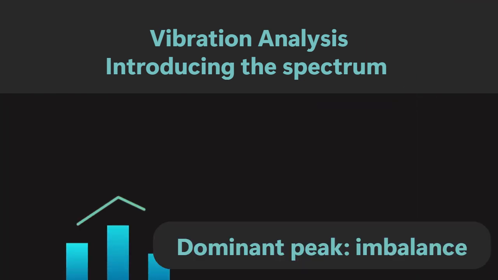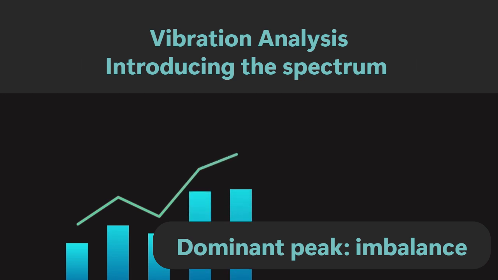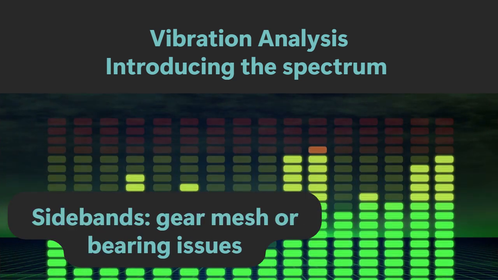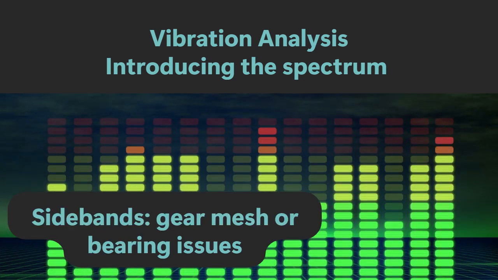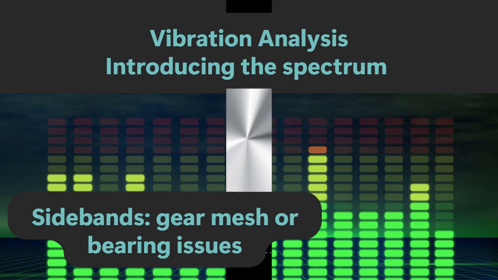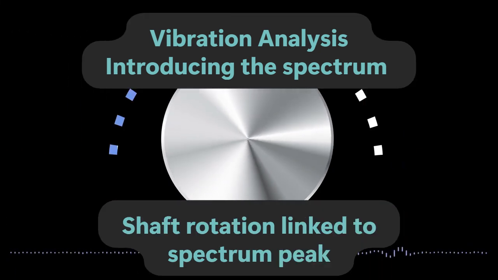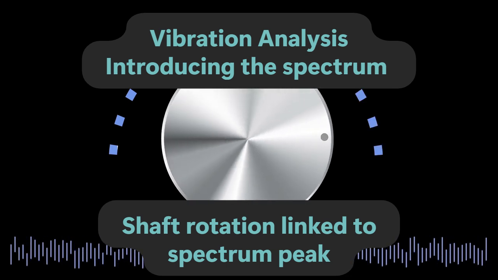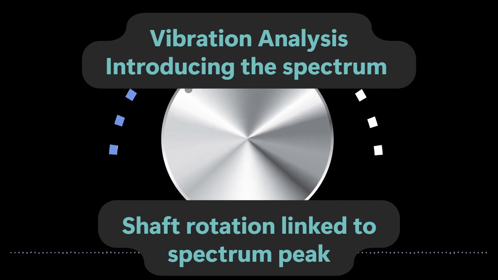As we examine the spectrum, every peak has a story. A dominant peak at the running speed often means imbalance. Sidebands and harmonics could hint at gear mesh or bearing issues. Motion graphics can help highlight these, showing a shaft rotating, then linking vibration to a peak at its speed.